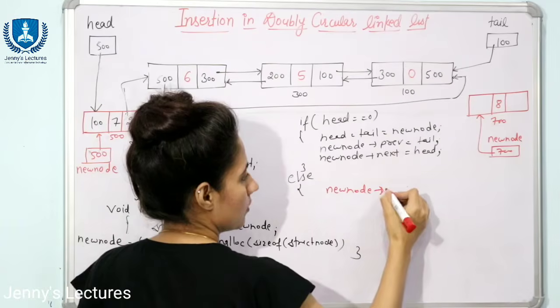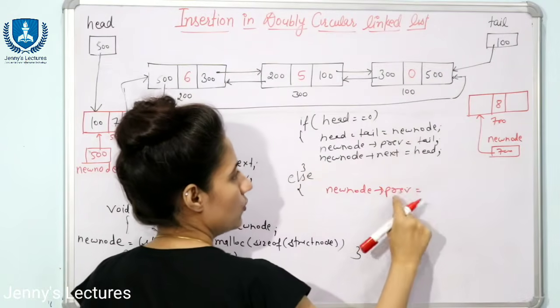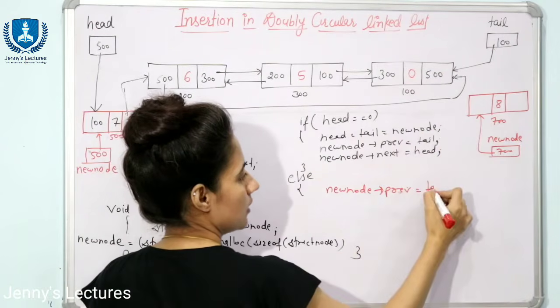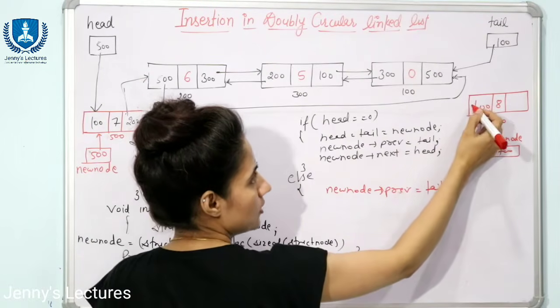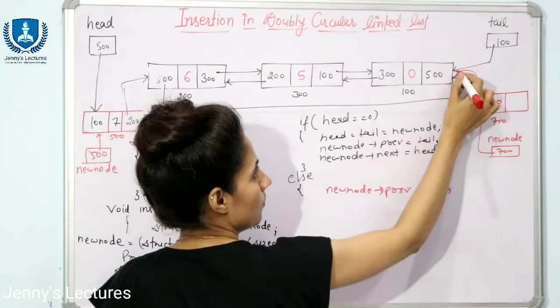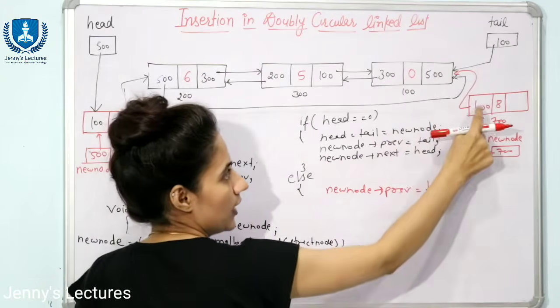Here what you will write, new node previous. Here you will store what address of this node, that is in tail I have this address. So now here 100, right? This is pointing to this node now. Now this would point to the next node.